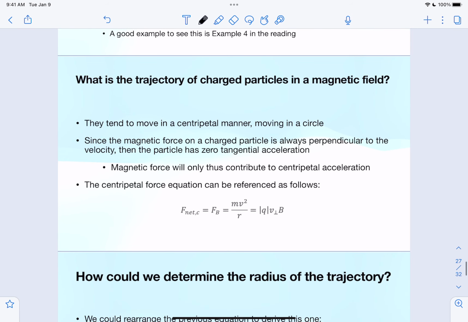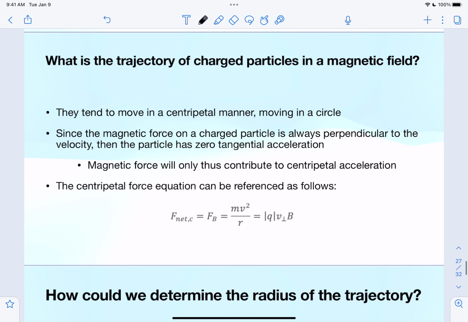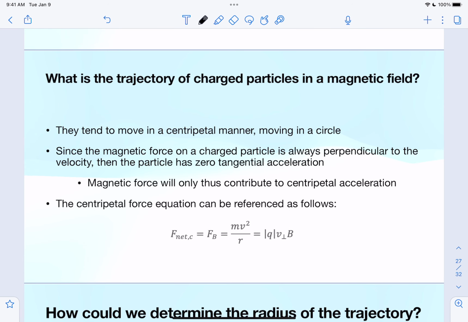And then we get to trajectory of charged particles in a magnetic field. Those particles will have a specific trajectory. They'll move in a specific way, and they tend to move in a centripetal manner. They tend to move in a circle. That's because the magnetic force on the charged particle is always perpendicular to the velocity, so the particle has zero tangential acceleration. So magnetic force will only contribute to centripetal acceleration, right?